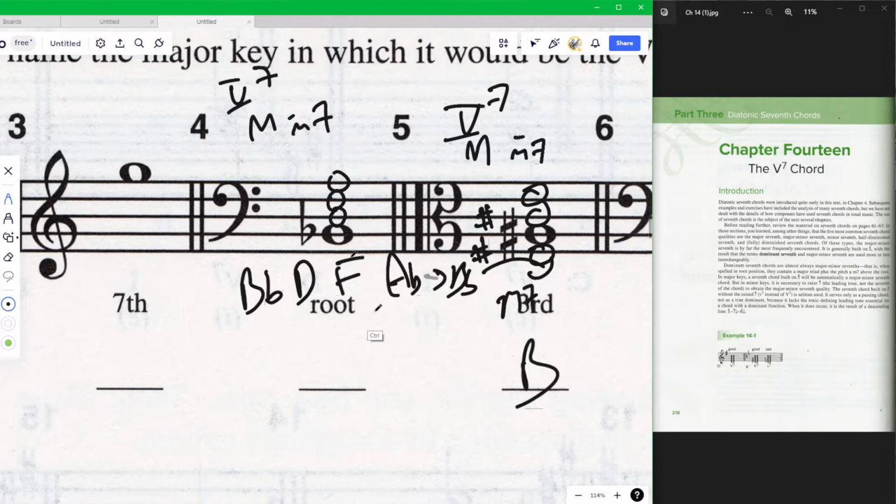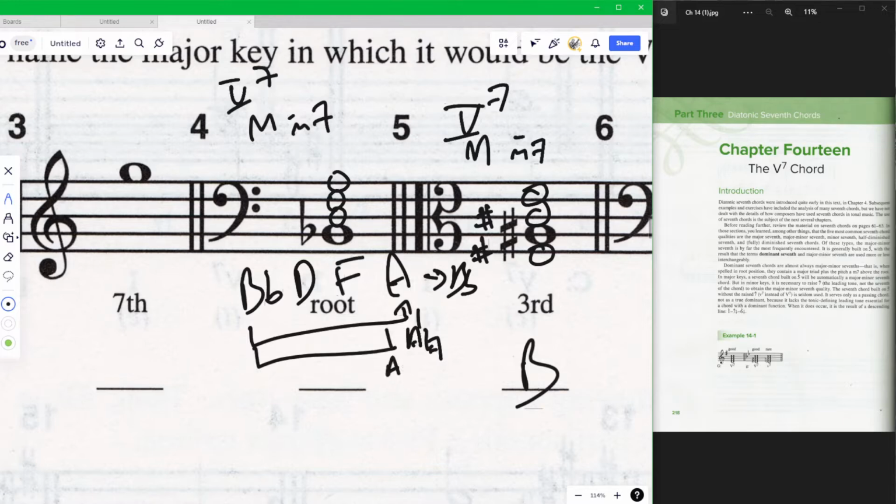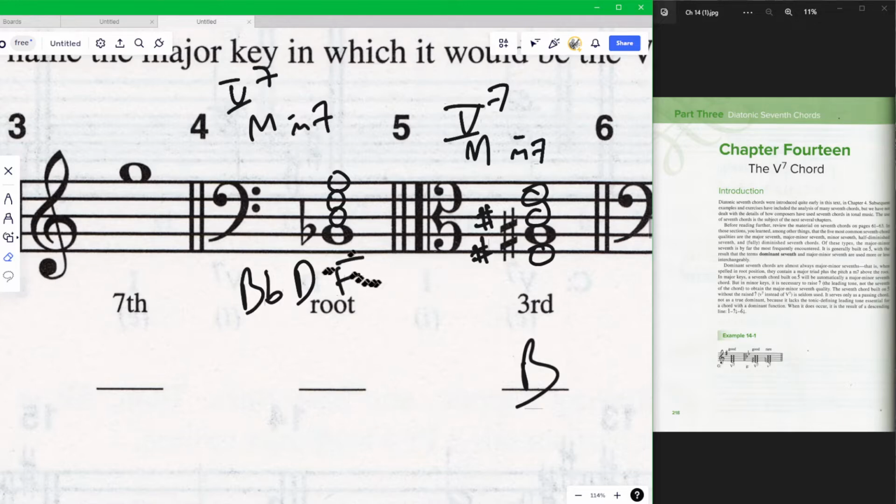Notice how we went from this B to A natural. Here's A natural. And that's the major 7th. B to A flat. We lowered it by half a step. Look how much closer the pitch is to the root. Anyway, I just wanted to point that out. That's one way of looking at it. Okay? So yeah, this is going to need to be A flat.